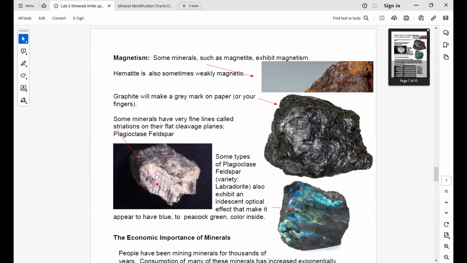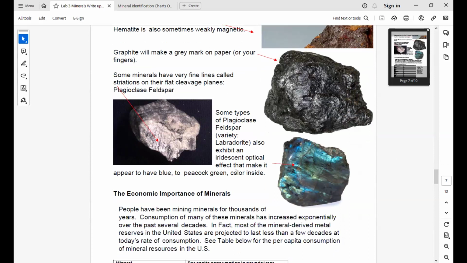Some minerals on their cleavage planes have very thin lines called striations, like this plagioclase feldspar that I have showing here. And some types of plagioclase feldspar, because there are different varieties of it, this one, labradorite, also exhibits, maybe not as bright as the color picture I've got here, this iridescent optical effect. When you move the specimen around, the light penetrating to the inside of the mineral is very brightly shimmering of different peacock type colors, blue and peacock green.